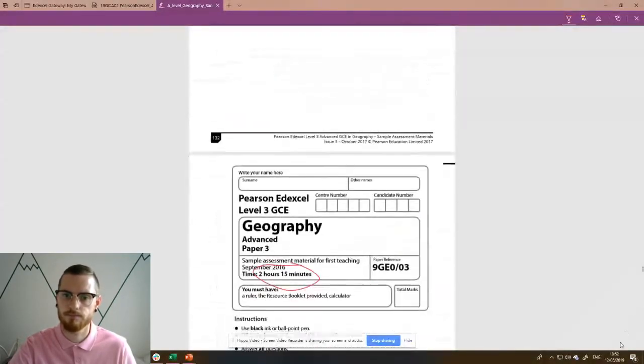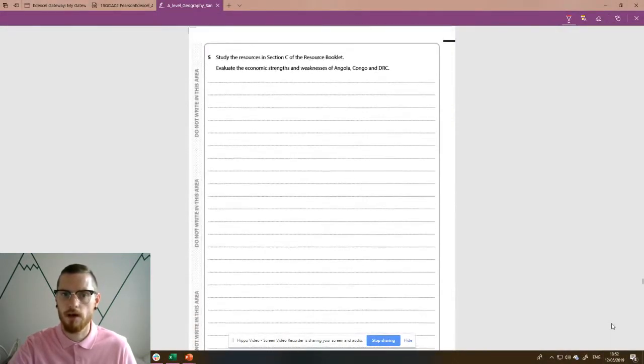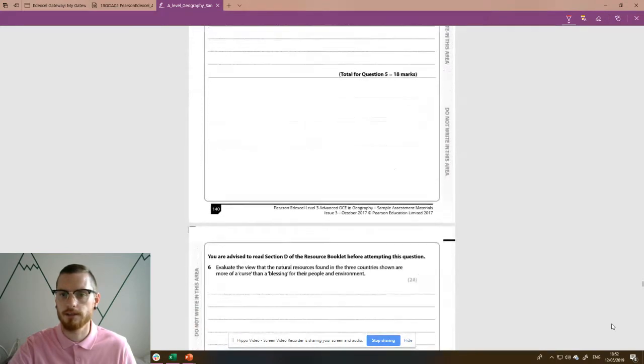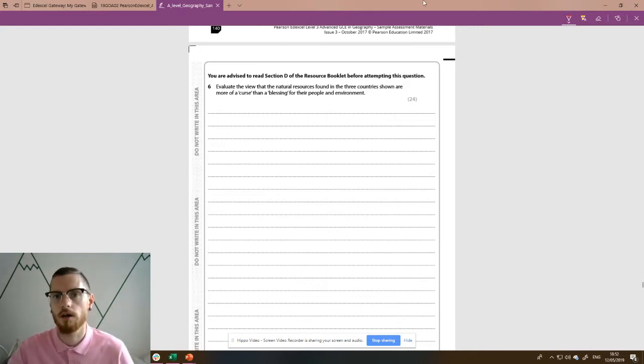Nearly there. All right, so back to paper 3, and we're going to go to the last question. So we've had our analyze, we've got the first 18 marker, and then we're on to the only 18 marker, question 5. Question 6 is that 24 marker. So we've got an evaluate question here. It says evaluate the view that the natural resources found in the 3 countries, that's Angola, DRC, and Congo, shown are more of a curse than a blessing for their people and the environment. And this is worth 24 marks, the highest tariff question on all 3 papers, obviously for paper 3 in saying that. Right, let's go across to my PowerPoint then.